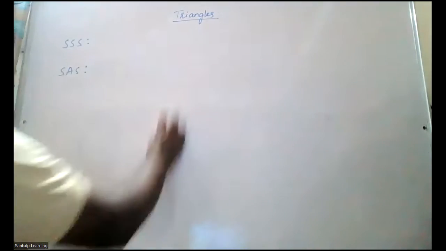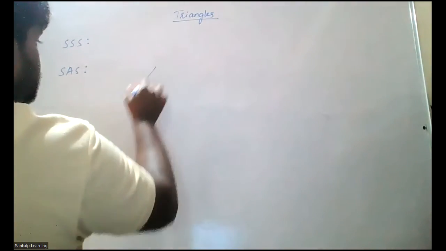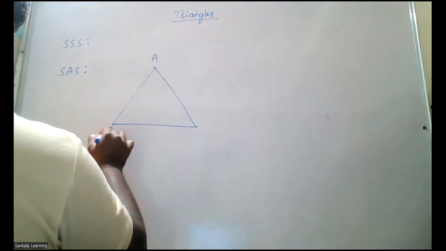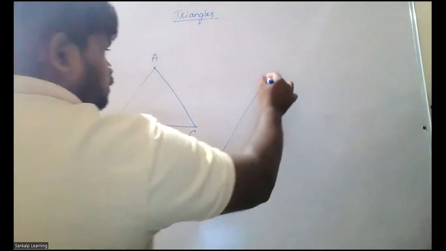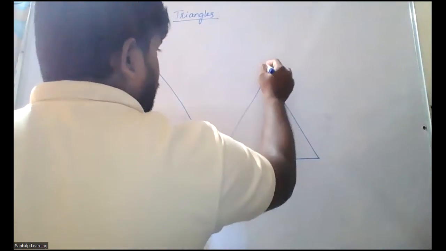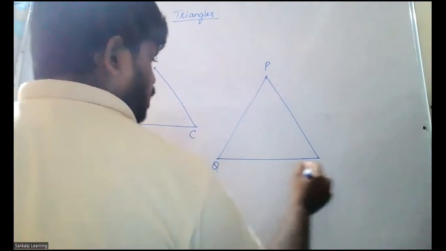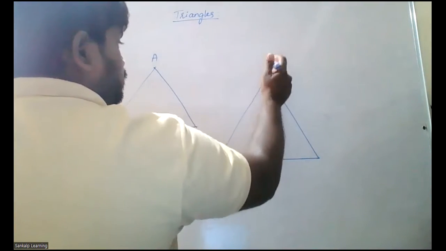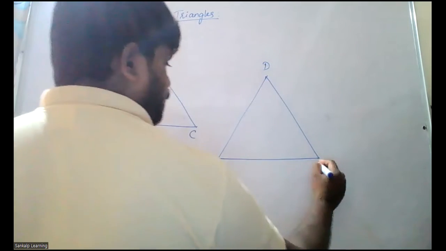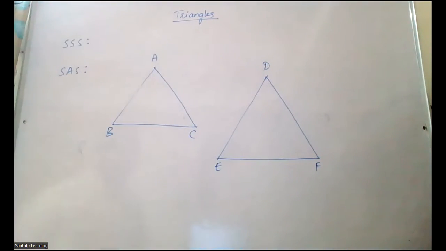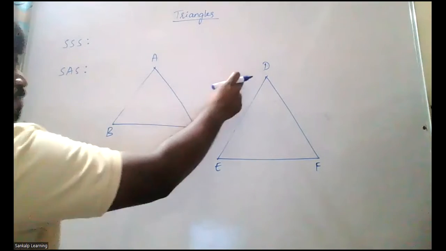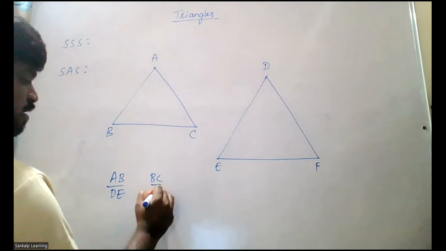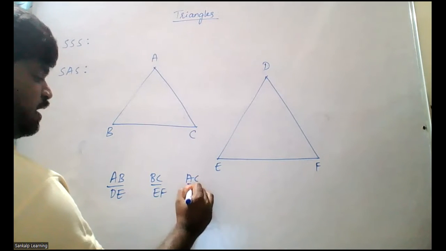So SSS and SAS, let me take two triangles and explain. Let me take DEF. Now suppose the ratio of AB by DE and BC by EF and AC by DF.